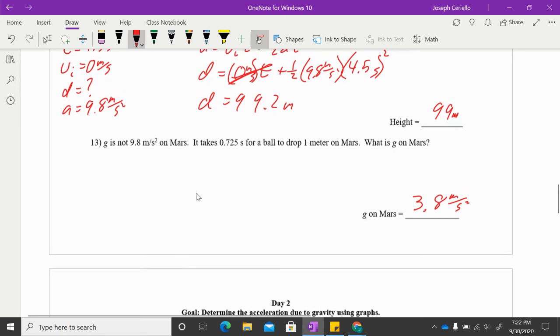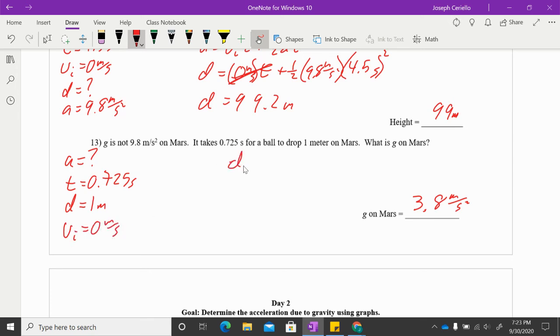And last but not least, G is not 9.8 meters per second squared on Mars. It's different on every planet. And if you get really far from Earth's surface, it's also not 9.8 meters per second squared. But we've got to find little g on Mars, okay? So that's the acceleration we're looking for. It takes 0.725 seconds for a ball to drop 1 meter on Mars. Oh, it's dropped, so we know the initial velocity is going to be 0.